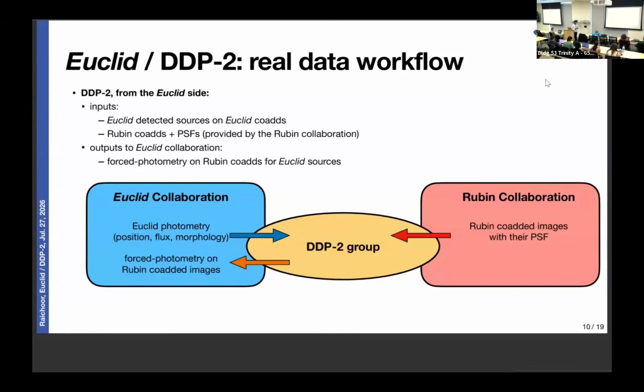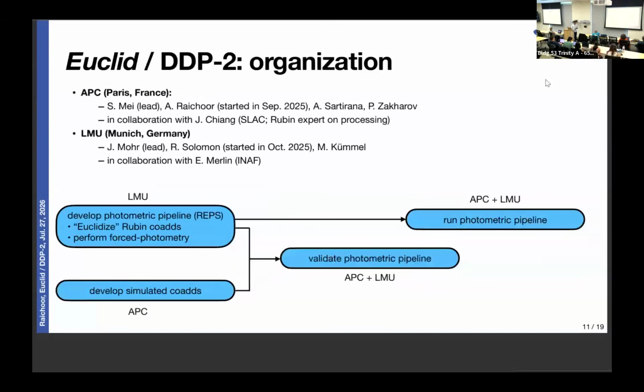On the Euclid side, the way it works, these derived data product (DDP) groups are kind of in between the collaborations, to protect the science. So for instance, for the DDP2 from the Euclid side, we have the list of detected sources with position, flux, and morphology. Then the Rubin collaboration will share the coadded images, and we'll do photometry on that. And then we'll share the photometry catalog with the Euclid collaboration. But the Euclid collaboration won't see the Rubin images. And so we have split the work between our two groups.